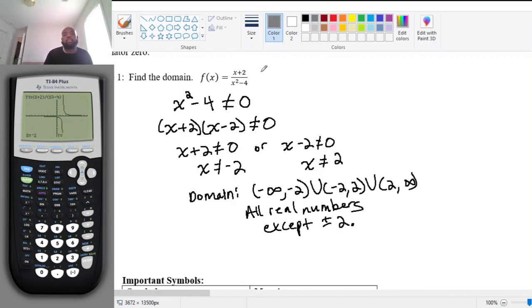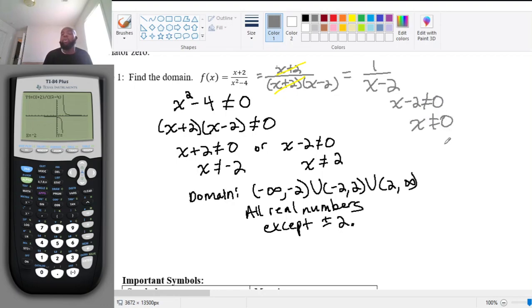If I factor my numerator, well, my numerator is already factored. But if I factor my denominator, that's the x plus 2 times the x minus 2, right? Notice here, I could cancel out the x plus 2's, and I'd be left with the rational function 1 over x minus 2. Notice if I set this denominator equal to 0, because I don't want my denominator equal to 0, this is going to give me x equals 2.